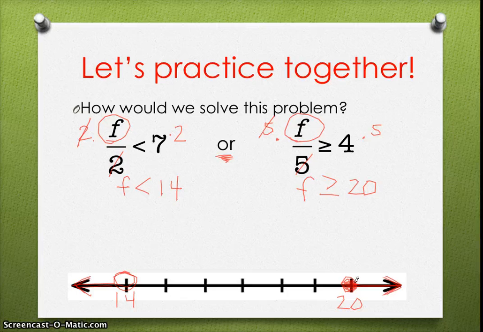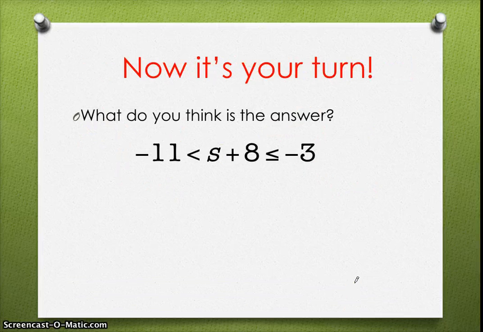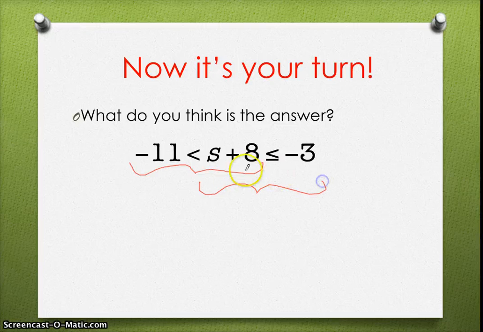Now it's your turn to go ahead and try to solve this problem. I'm going to give you the hint that this is an AND statement, so in order to solve an AND statement, we need to go ahead and break it up into 2 separate inequalities. So here is inequality number 1. Negative 11 is less than s plus 8. And then we have another inequality, which is s plus 8 is less than or equal to negative 3. Once we break them up into 2 separate inequalities, we can solve and then graph.